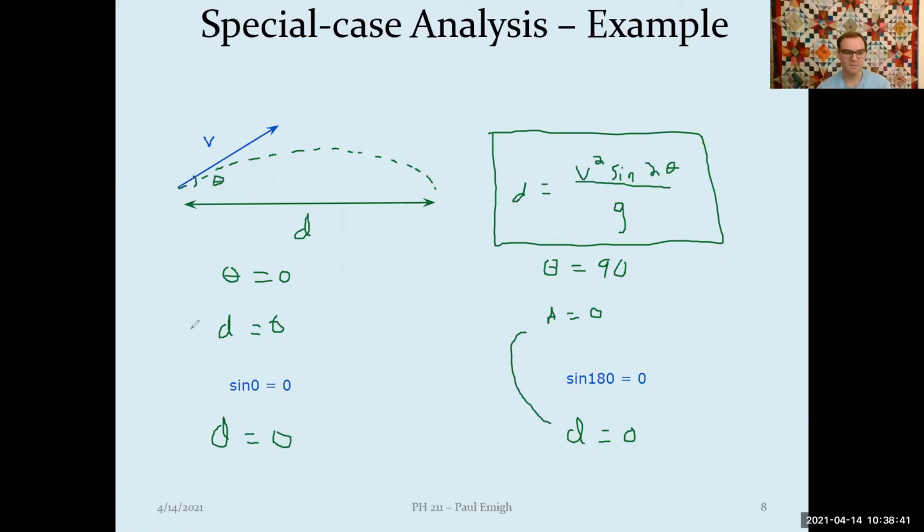And I can see in both cases, yes, I am getting the same answer from the mathematics at the end as I am from my physical intuition and understanding of the question. And that, everybody, is special case analysis.